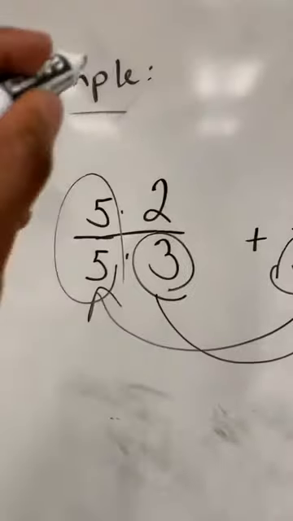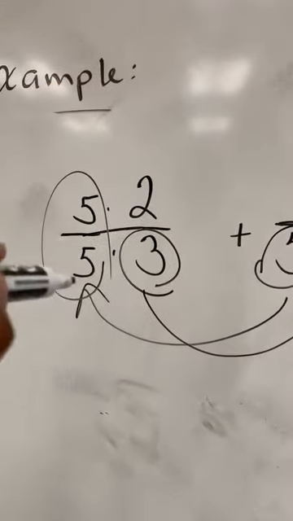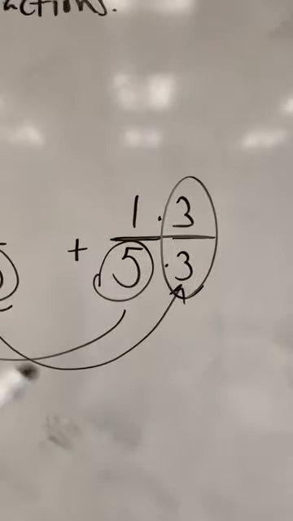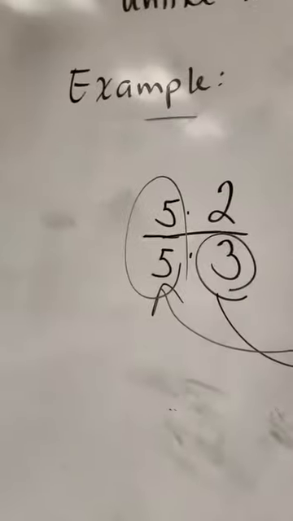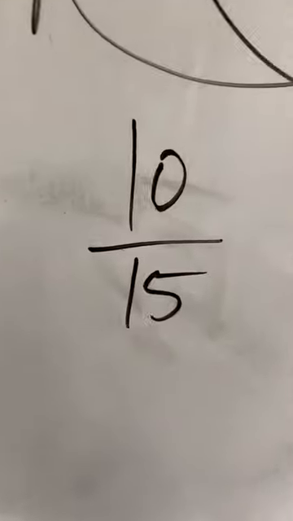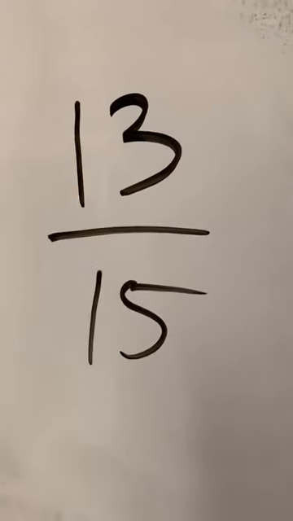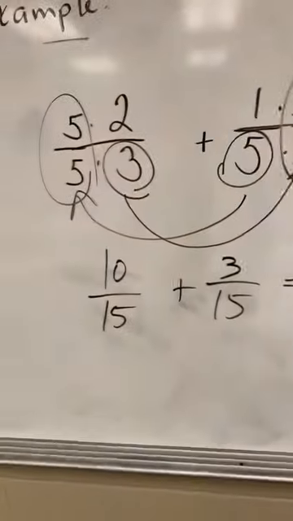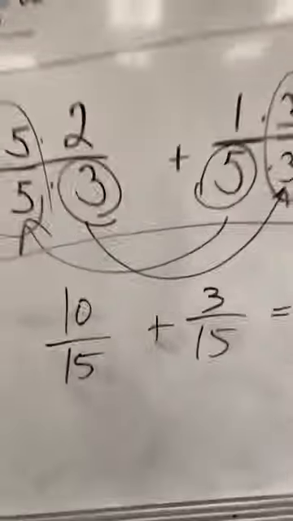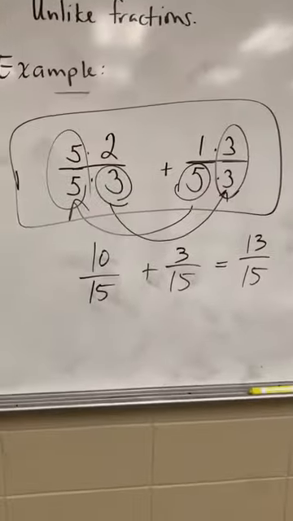So I'm multiplying. I got 10 over 15. Over here I have 3 over 15. 10 over 15 plus 3 over 15. And there we go. 10 over 15 plus 3 over 15 is 13 over 15. All right. That's how we do it in arithmetic. But I really want you to focus on what we did, not the numbers, what we did.